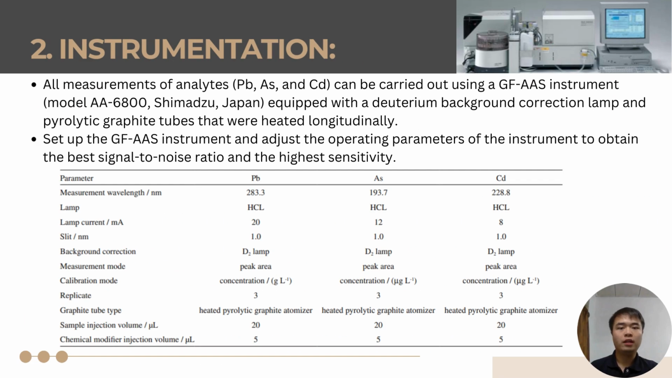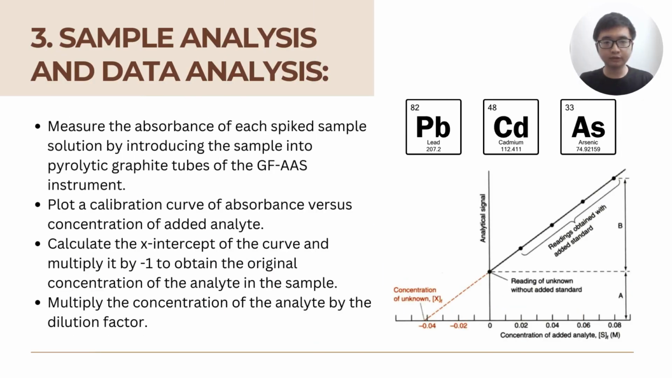All measurements of analytes can be carried out using a graphite furnace instrument with a deuterium spectral correction lamp and pyrolytic graphite tubes. The operating parameters of the instrument need to be adjusted as shown in the table below to have the highest sensitivity. Next, I will proceed with the sample analysis and data analysis.